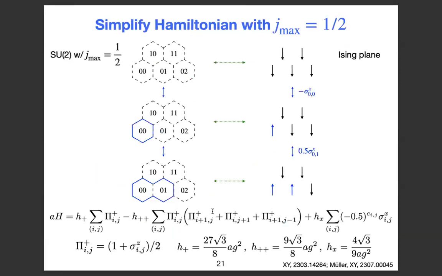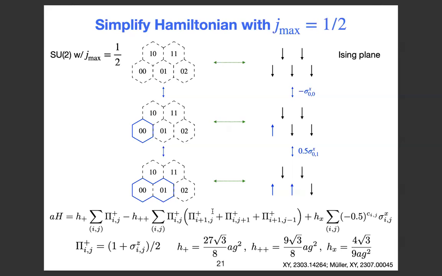Okay, and so in the rest of the talk, I'll just focus on the simplest truncation because this allows us to do some calculation classically at the moment. We're going to use the Gmax equals 1/2 cutoff. And in this limit, one can actually map the system of SU(2) gauge theory onto a spin system.